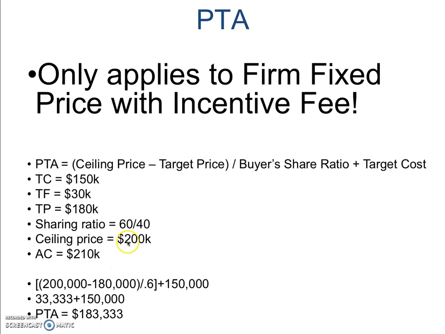And not only that, I think this is a really tricky part of these types of problems. Know the distinction between ceiling price and actual costs. Ceiling price means the buyer agreed before the project started not to pay anything above 200K. So the actual cost, this extra 10K that was incurred, is the responsibility of the vendor.